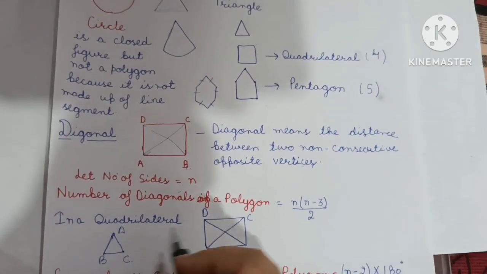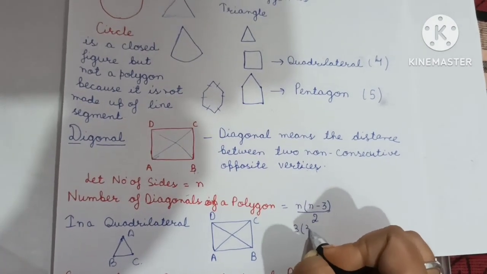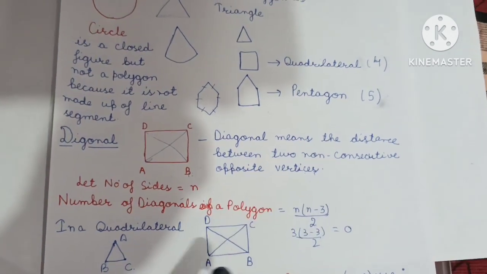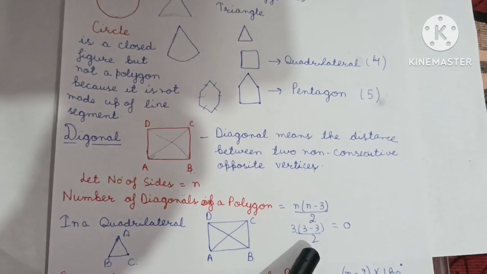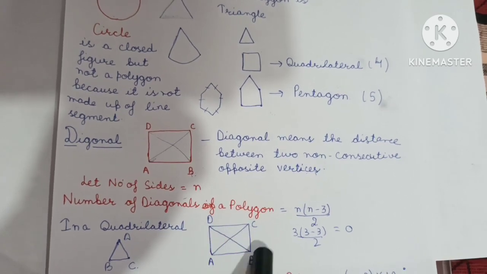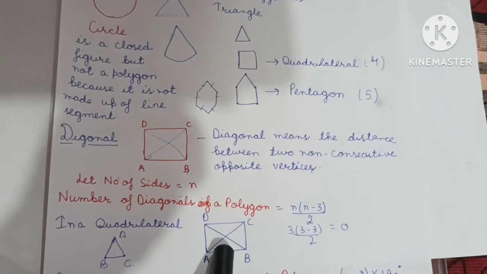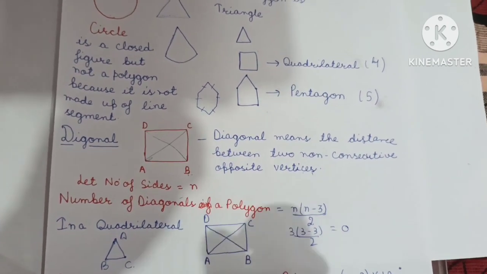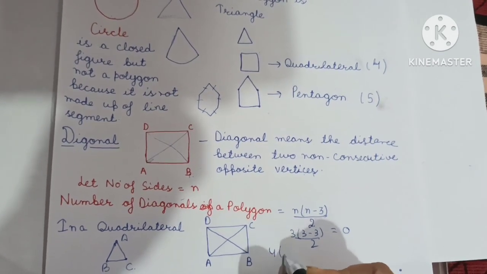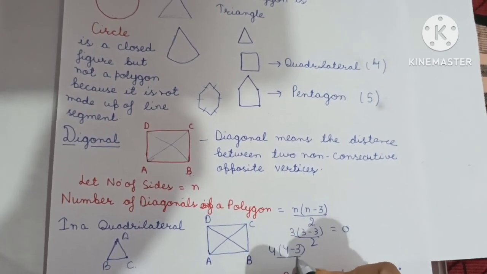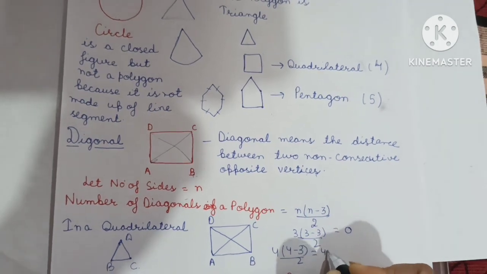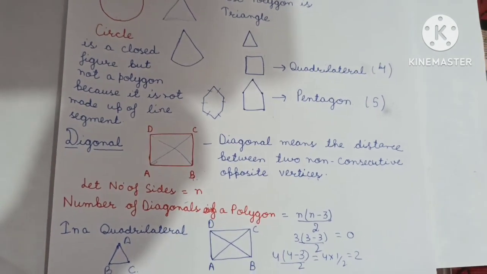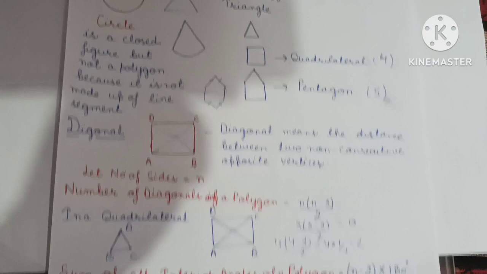So how many diagonals are in a triangle? 3 into 3 minus 3 by 2, that is, the result is 0. So how many diagonals can be formed in a triangle? That is 0. After that, if we take a quadrilateral, how many diagonals can be formed? You can solve it by using this formula. The number of sides is 4, so 4 into 4 minus 3 by 2. The result equals 4 into 1 by 2, which equals 2. So how many diagonals can be formed in a quadrilateral? The result equals 2.